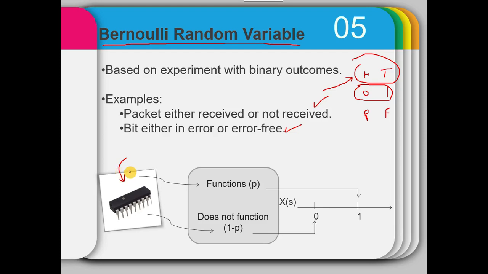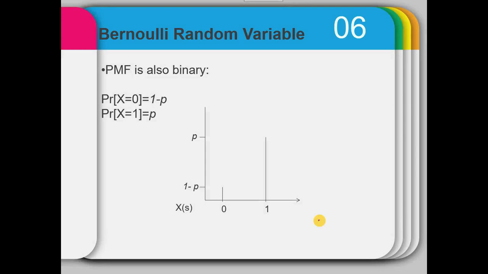A random variable must have a PMF. The PMF of a Bernoulli random variable is, as you can see, very simple. It has only two outcomes, in this case 0 and 1. If one has the probability of P, then the other definitely has the probability of 1 minus P. This is how a Bernoulli random variable's PMF will look. This is a more detailed image of a Bernoulli random variable. We have on the x-axis the image of the random variable, and on the y-axis the two probabilities. That is how a Bernoulli random variable looks.